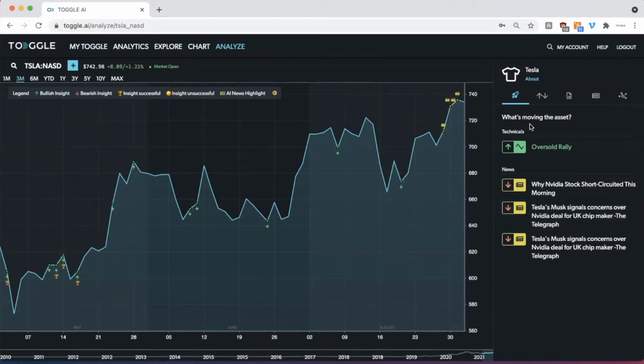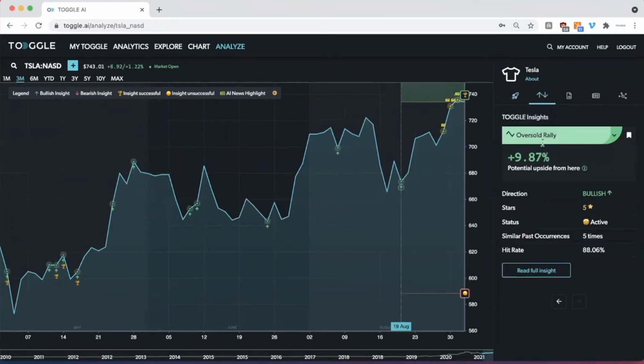If you want to only look at what Toggle is saying, specifically Toggle insights, if you go to the next bar, this up and down arrow, you come up to the Toggle insights. So the most recent Toggle insight is a 5-star insight with a bullish direction with approximately 8 to 9% upside. It's currently active because the projection has not been reached, and the system has seen such an event occurring 5 times in the past, and this has had an 88% hit rate. We'll explain that in a little more detail in a second.